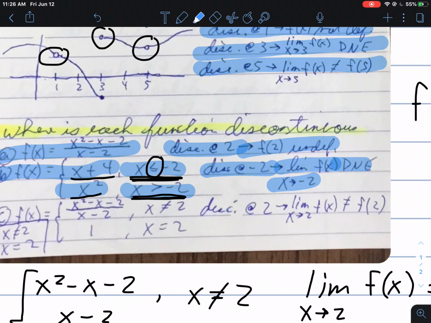Part C, there's another piecewise function. I've got f of x equals x squared minus x minus 2 over x minus 2. Remember, that was part A, same function there. And the problem with part A was our function was not defined when x equals 2. So the function was discontinuous there. So what I've done is I've given the function a value when x is equal to 2. So we have the same function when x is not equal to 2. We know 2 is not in the domain of that function. That's fine. So let's put it in the domain of our function by saying if x equals 2, the function value is 1.